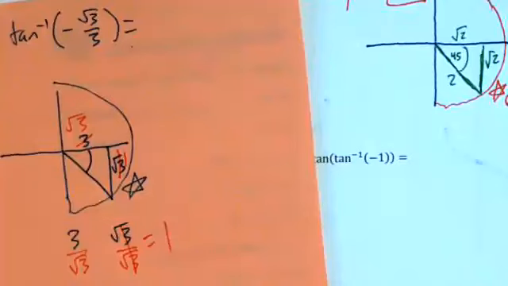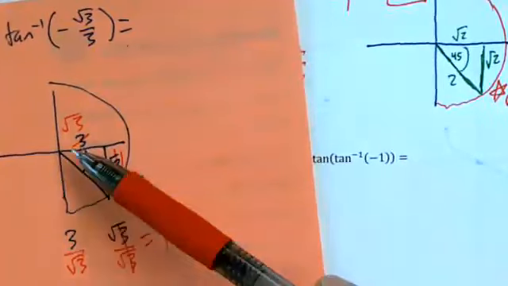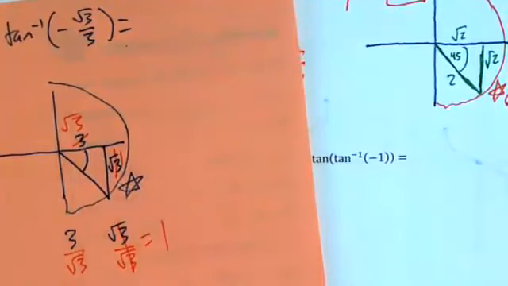That's my favorite way to get around this problem. If I ever end up with a 3 and a root 3 in my problem, I know just to divide everything by root 3.